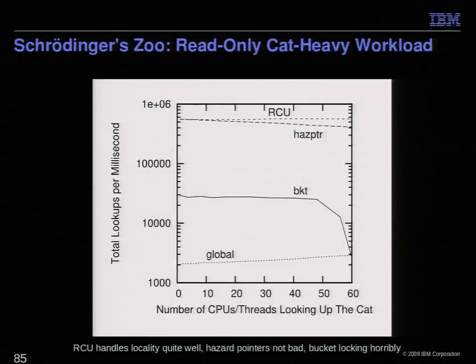Bucket locking collapses catastrophically at about 50 CPUs, and that's because everybody's looking up the cat, and there's only one lock protecting it, and so there's no parallelism. As you can see, it drops right back down to global locking, because if everybody's looking up the cat, it essentially is a global lock.